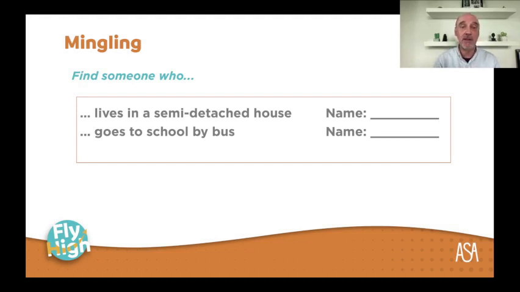Find someone who lives in a semi-detached house. You need to elicit, of course, the question they need to ask. Elicit it from the class. Do you live in a semi-detached house? Or maybe if you want to make it broader, where do you live or what kind of house do you live in? But the simple version is, do you live in a semi-detached house? Yes, I do. No, I don't. And as soon as they hear someone answer, yes, I do, they make a note of their name on the page and they move on and they try to find a name that matches every question on the page.